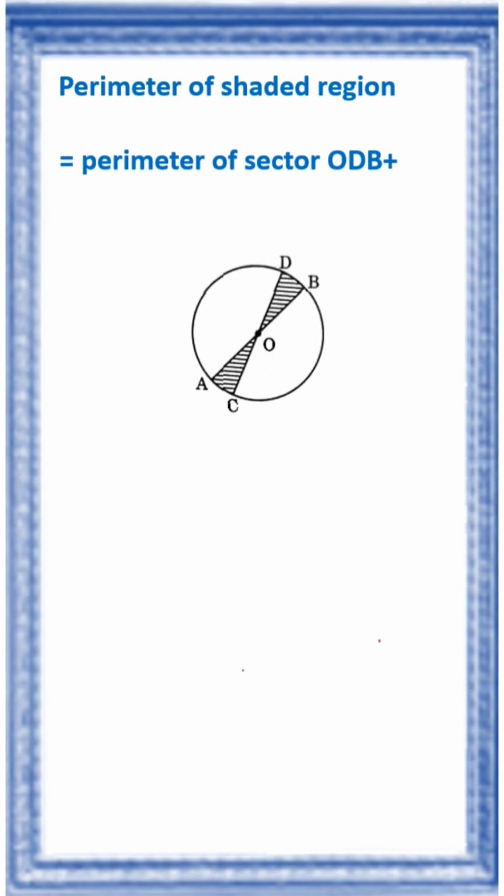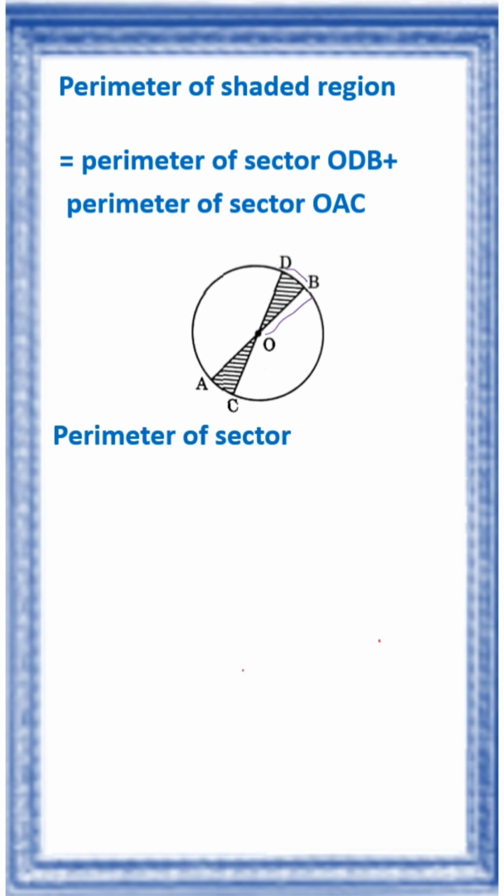Perimeter of the shaded region is equal to perimeter of the sector ODB plus perimeter of the sector OAC. Perimeters of these two sectors are equal since they share the same radii and also the length of the arc. And theta is the same here. Perimeter of the sector formula is 2r plus theta by 360 into 2 pi r. 2r because this plus this, and the length of the arc is equal to theta by 360 into 2 pi r.